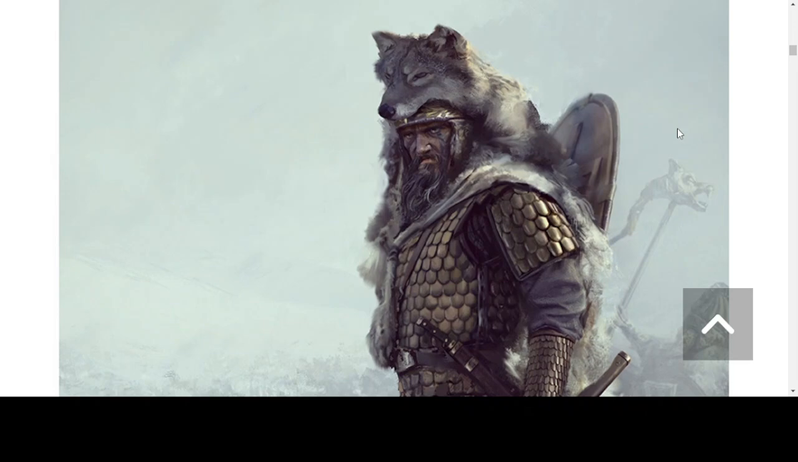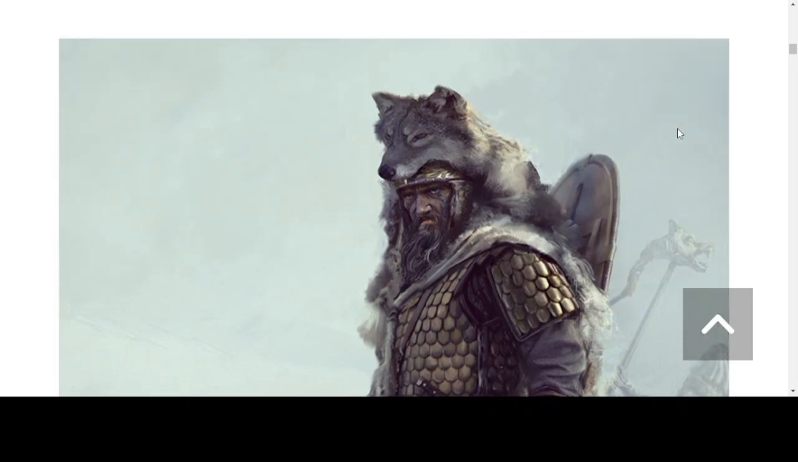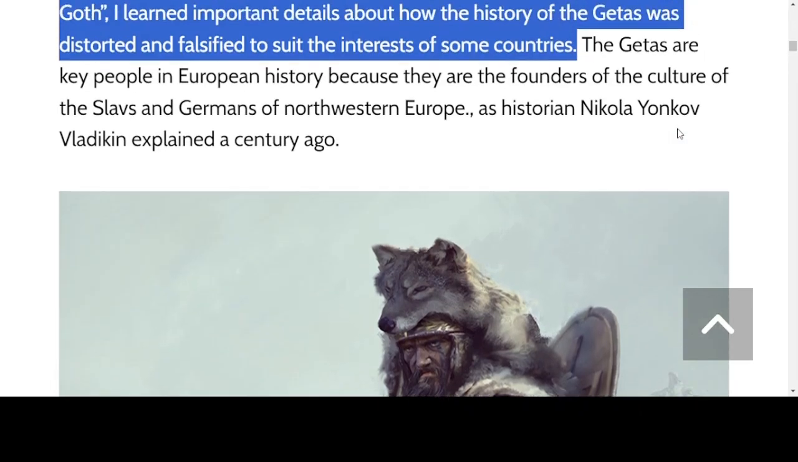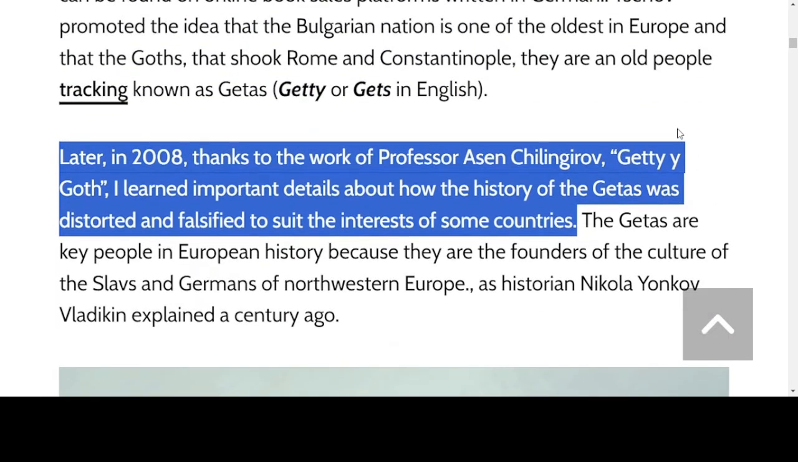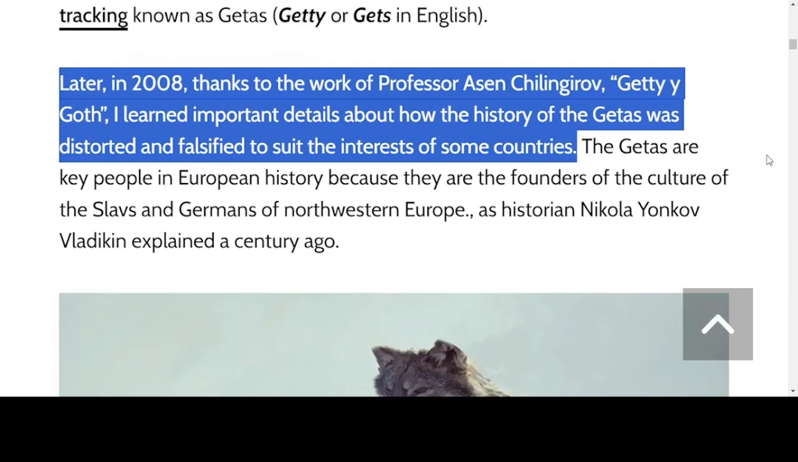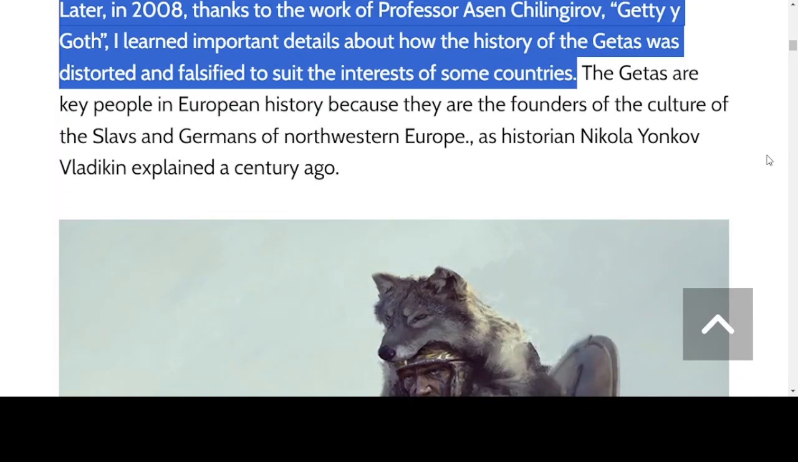But when I was trying to prepare for the Goths, I just came across this page and a very interesting testimony that we'll start with. Okay, so it says, later in 2008, thanks to the work of Professor Asen Chillingerov, I learned important details about how the history of the Getas was distorted and falsified to suit the interests of some countries.